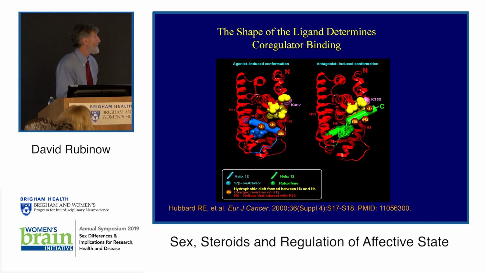And so what the shape conforms to in 3 dimensions is shown here in these pictures from John Katzenellenbogen. So this is estradiol binding estrogen receptor alpha. That's what it looks like. Look at the yellow. And this is what it looks like when it binds raloxifene. So these are major differences in the conformation of the receptor.